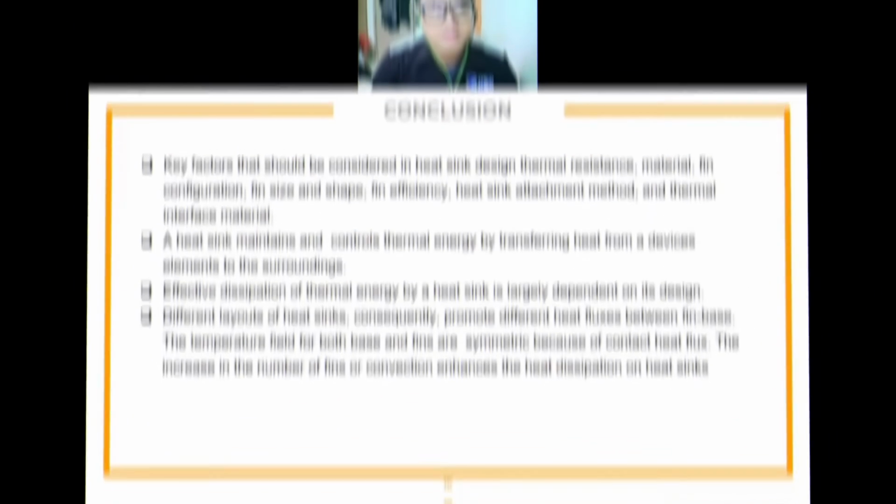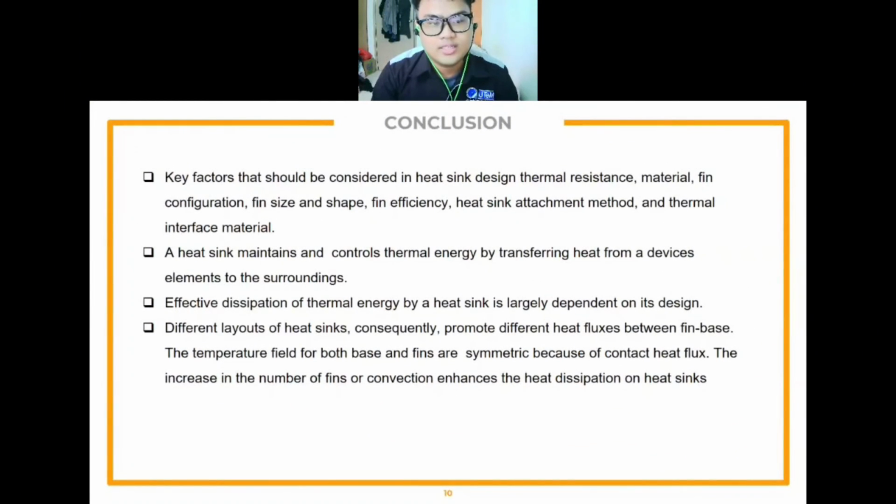The conclusion, what we learned from this assignment, is that the key factors that should be considered in heatsink design are thermal resistance, material, fin configuration, fin size and shape, fin efficiency, heatsink attachment method, and thermal interface material. Second, we learned that a heatsink maintains and controls thermal energy by transferring heat from a device element to the surroundings. And third, effective dissipation of thermal energy by a heatsink largely depends on its design.